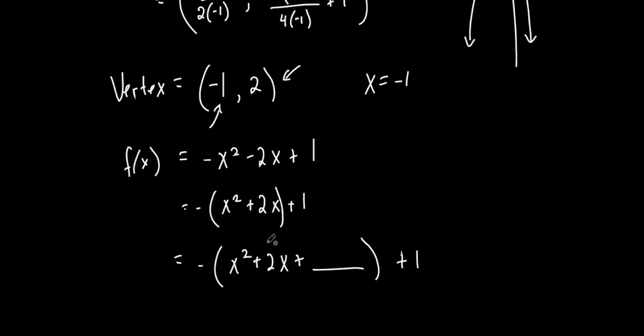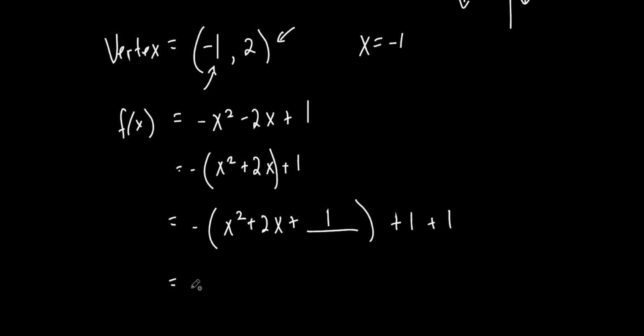Take half of this, which is 1, square it, it gives you what? A 1. But this is really a what? It's not a +1. What is it? It's a -1. So what do I do here? I add a, whoops, almost got ahead of myself. I add a 1 right there.